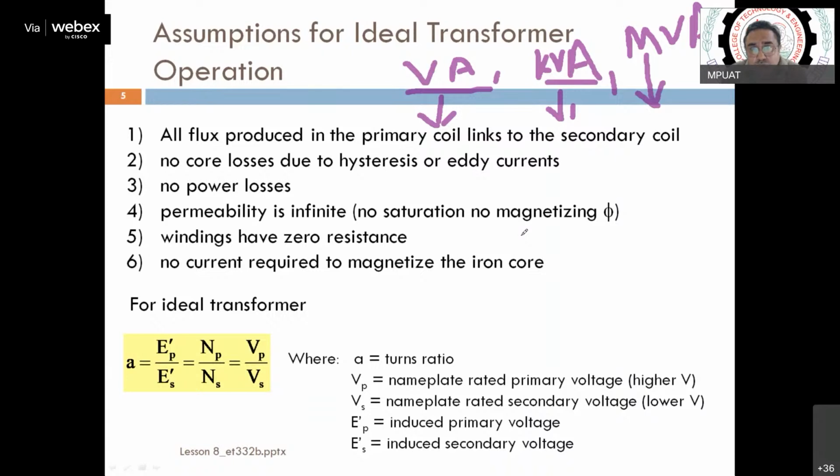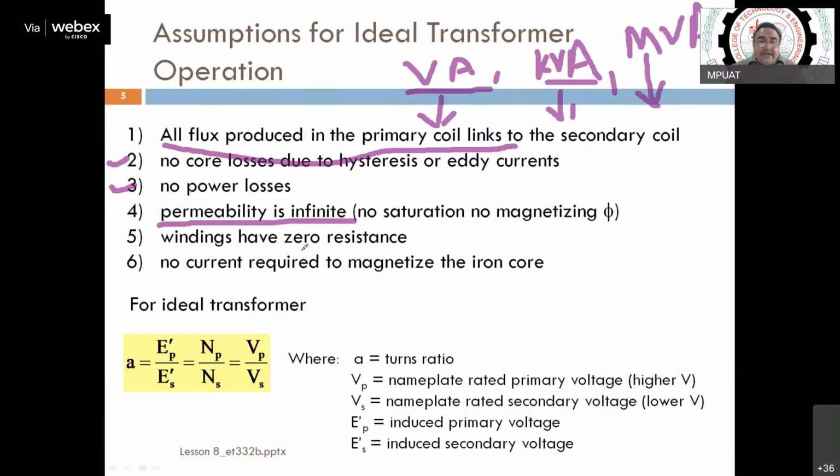So here we will assume that losses are absent. So the second and third points are clear. Third, all flux produced in the primary coil links to the secondary coil. The same concept I have given you. The first and the fourth point: whatever flux is being produced by the primary, the whole is being linked to the secondary. There is no leakage. So no leakage flux, no leakage impedance, no leakage reactance. That is absent in case of an ideal transformer.